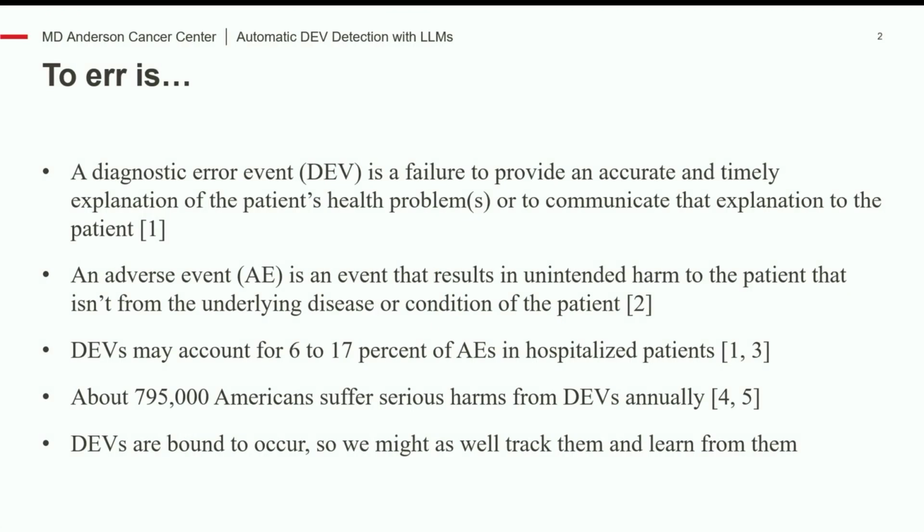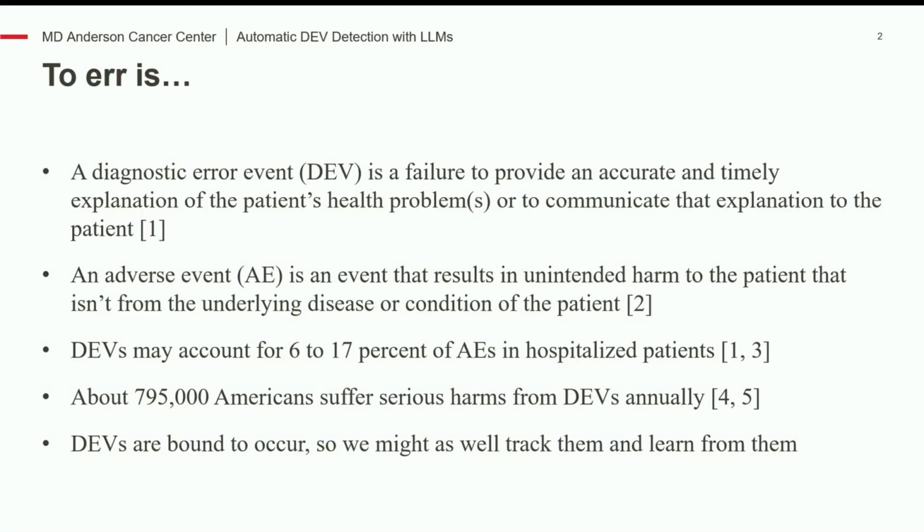But to get some definitions out of the way, we're mainly focused on a couple of kinds of errors in healthcare. Diagnostic error events: basically a failure to communicate a diagnosis or make the right diagnosis. And an adverse event is really a harm that comes to a patient through some other kind of error. Through literature, we know that diagnostic error events, or I'm going to call them DEVs from now on, may account for 6 to 17% of adverse events. So, adverse events could have all sorts of causes, but a non-negligible amount of them are from DEVs.